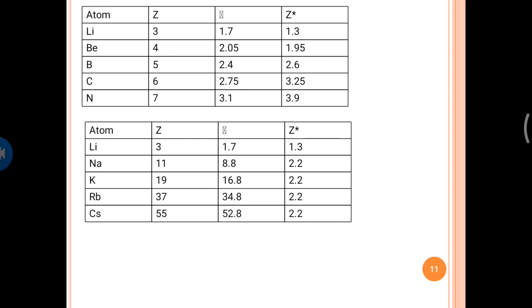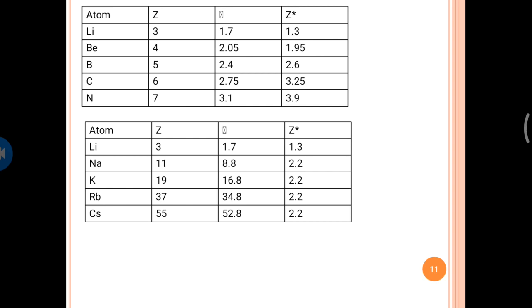Similarly, in a group, the first group elements lithium, sodium, potassium, going from top to bottom in the periodic table, Z star is nearly constant. First lithium to sodium increases, and then from sodium to cesium, Z star is constant. So this is the shielding or screening effect and Slater's rule, and then we calculate the effective nuclear charge.